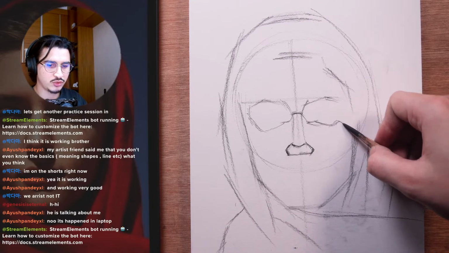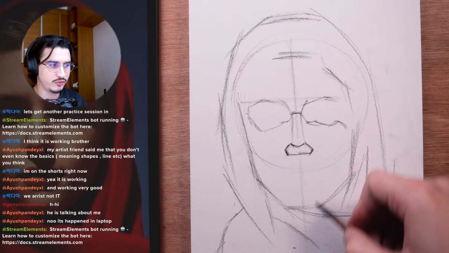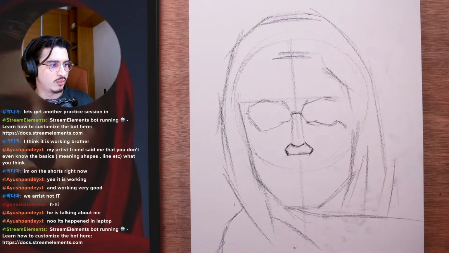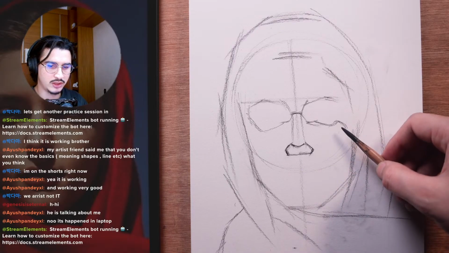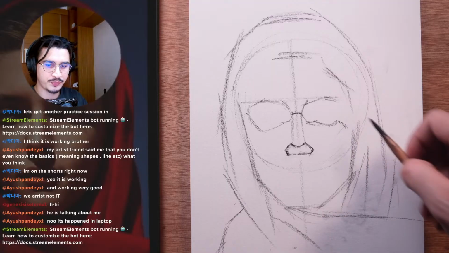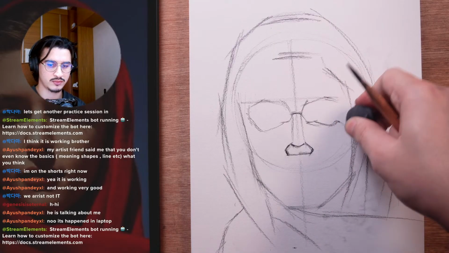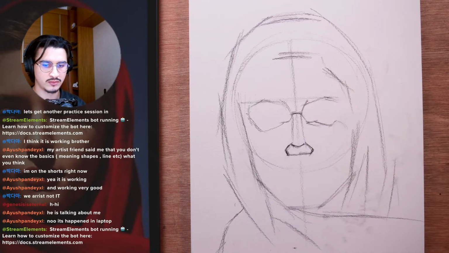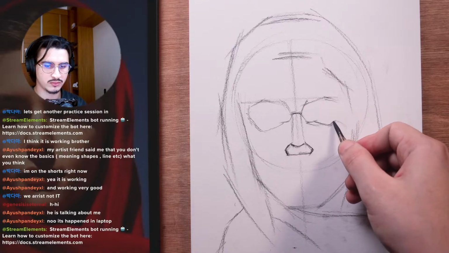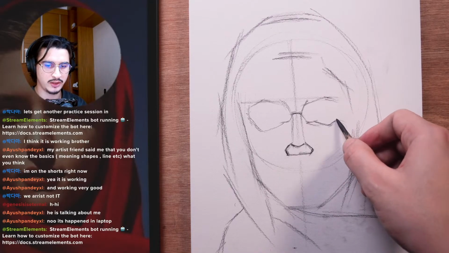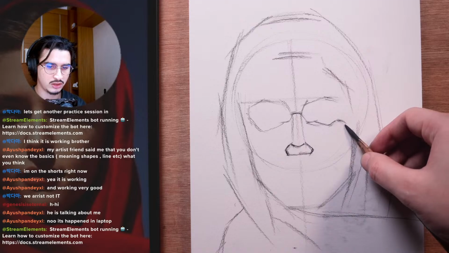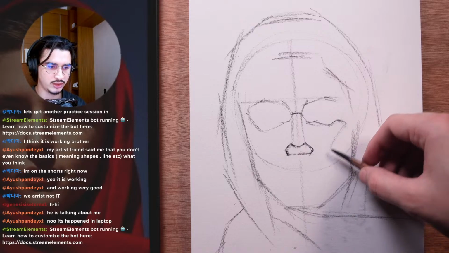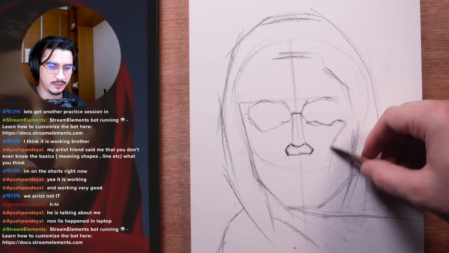Yeah, I tried to stream both vertically and horizontally, but it didn't work for me. Even my horizontal stream switched to vertical, and that was annoying. I had to restart the whole stream.